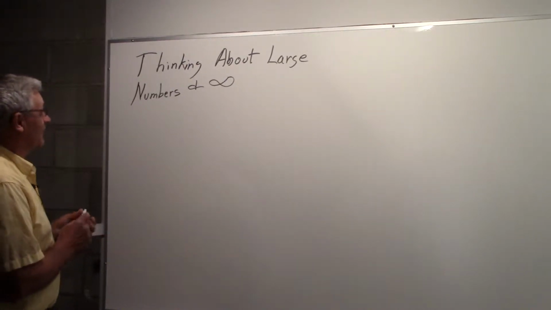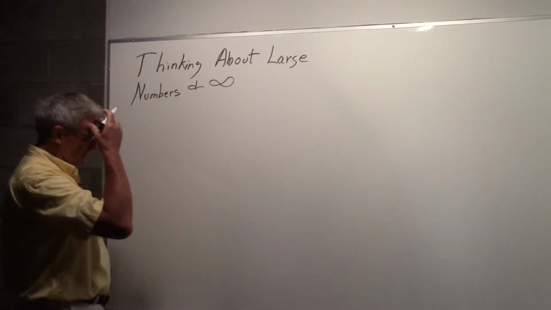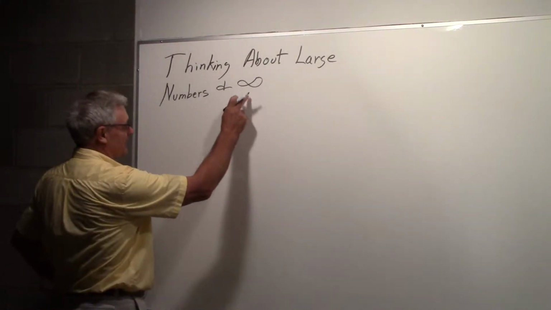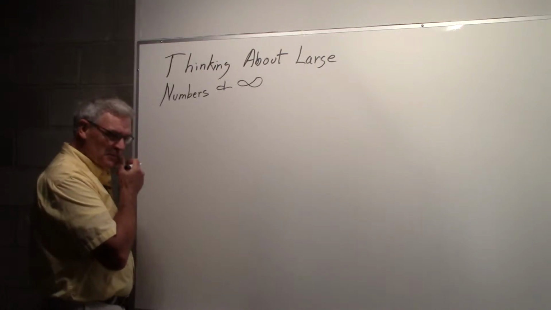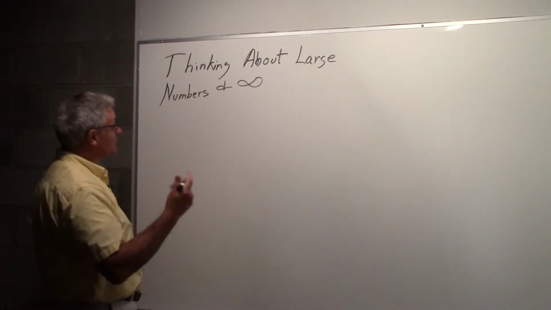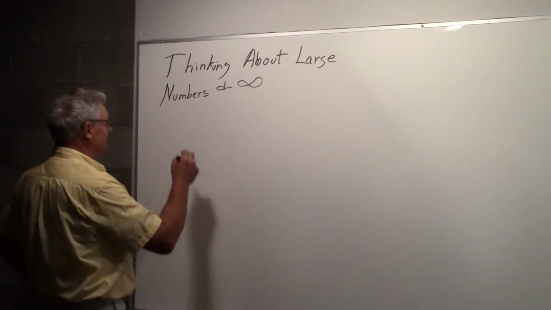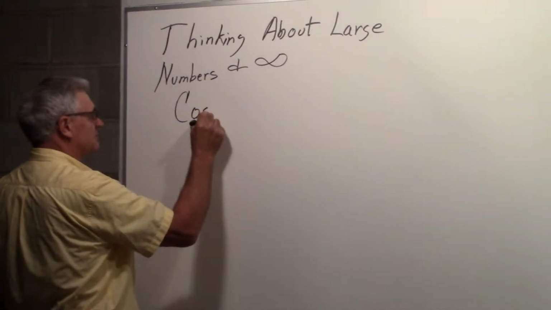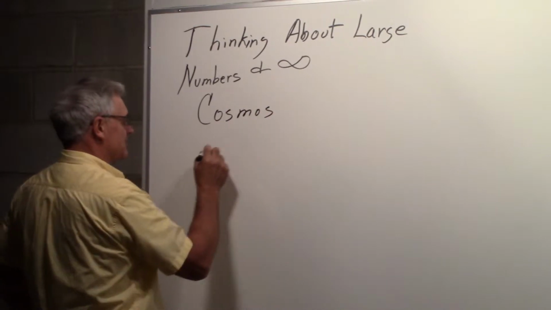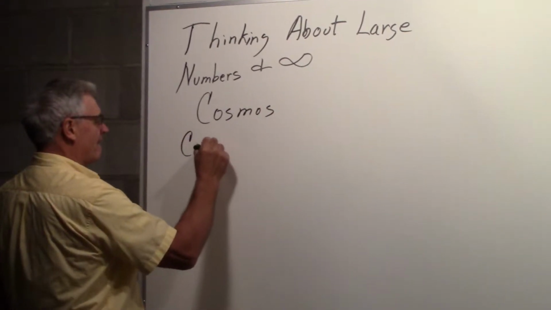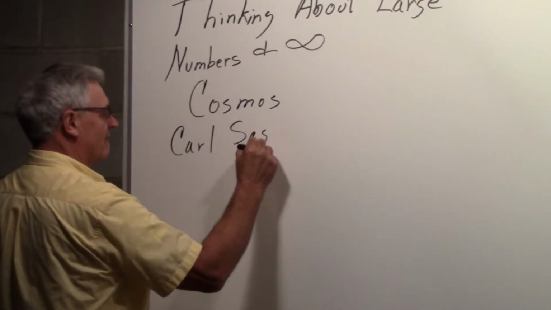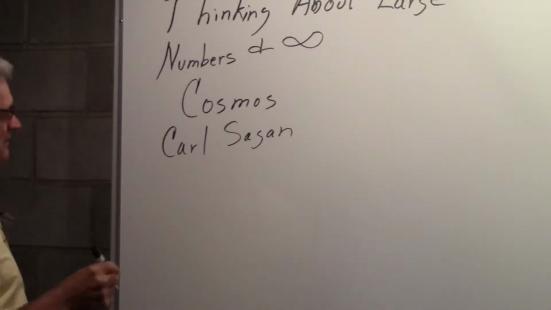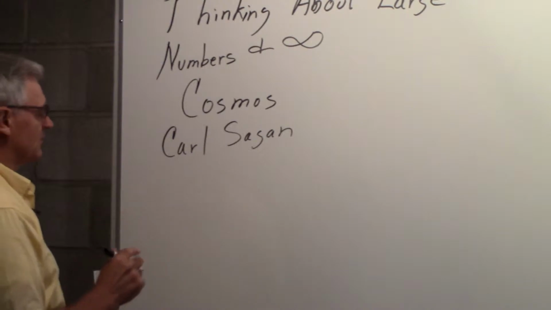All right, we want to talk about thinking about large numbers and infinity. And we're using the lazy 8 symbol for infinity. We need a language to talk about large numbers. And in the 1980 series Cosmos, Carl Sagan used exponents on 10 to write large numbers.